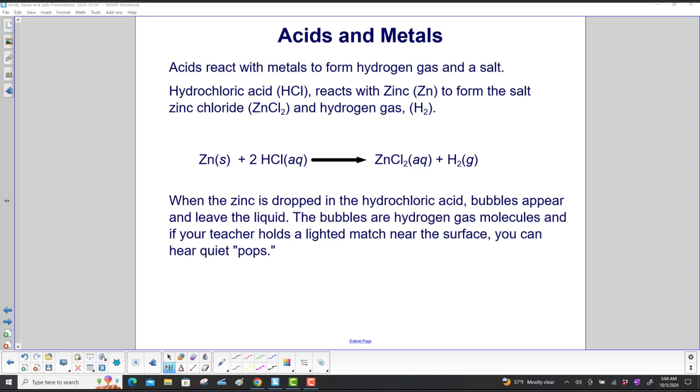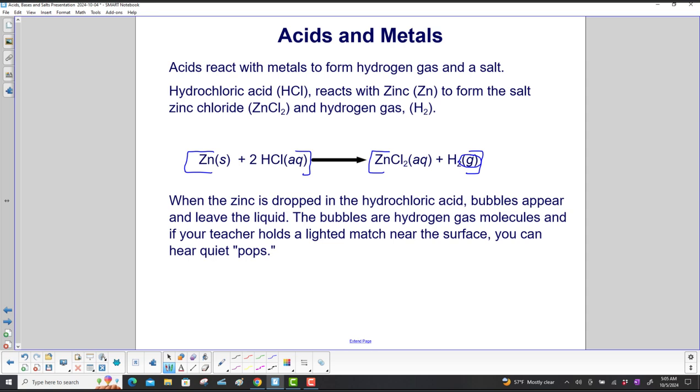Acids react with metals to form hydrogen gas and a salt. Hydrochloric acid, which is HCl, reacts with zinc, Zn, to form the salt zinc chloride, ZnCl2, and hydrogen gas, H2. The reaction is right over here. Here we have zinc plus hydrochloric acid yields zinc chloride and hydrogen gas. Little g there shows that it's a gas.